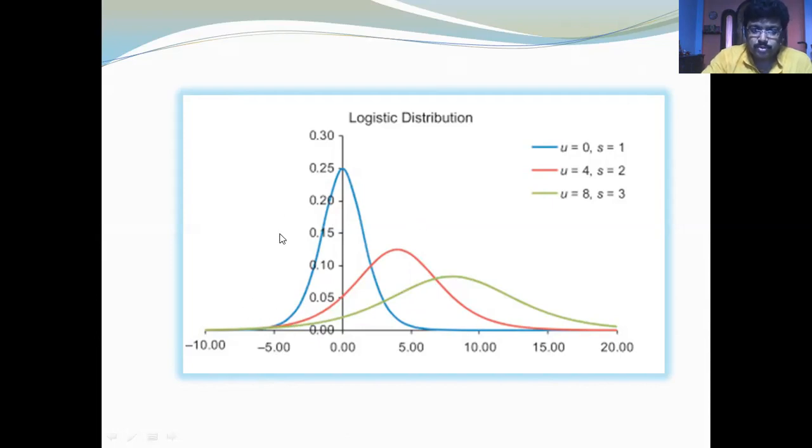So from this picture you can conclude that if the scale parameter increases, then the curve will be more fatty. And if the scale parameter is low, then the logistic distribution curve will be skinnier, more skinny.